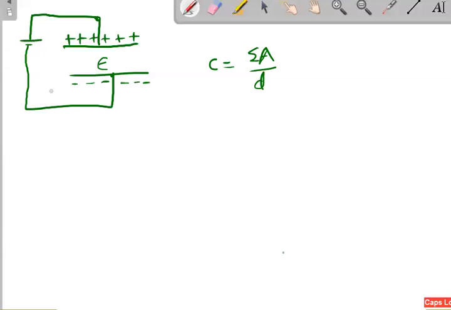In general, epsilon is equal to what, sir? Epsilon naught into epsilon R. Okay. So please clearly note down, if epsilon is constant and D is constant, your capacitance value is directly proportional to A. That means, if you want to store more charge, your area of the plate has to be high.